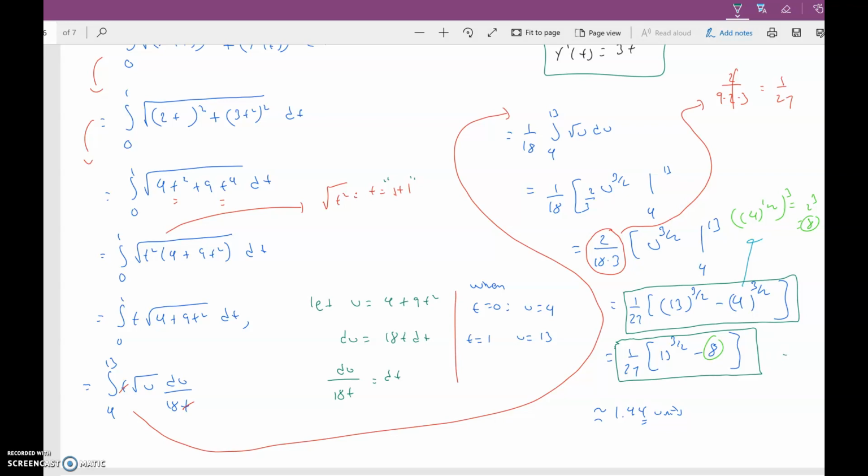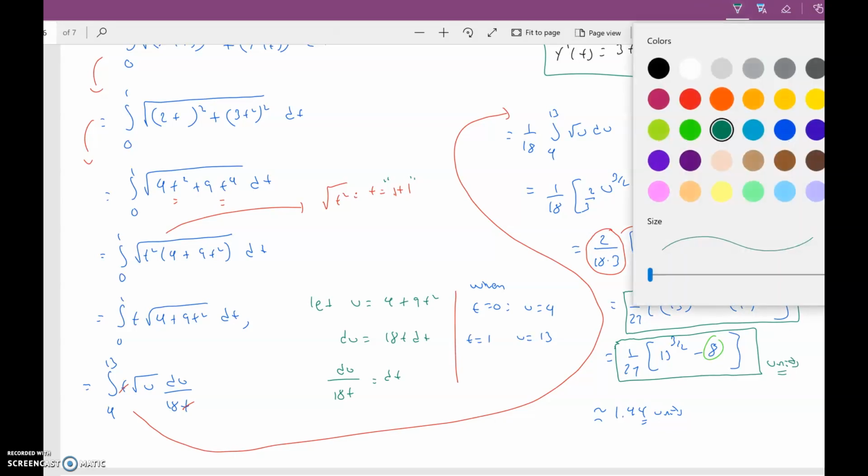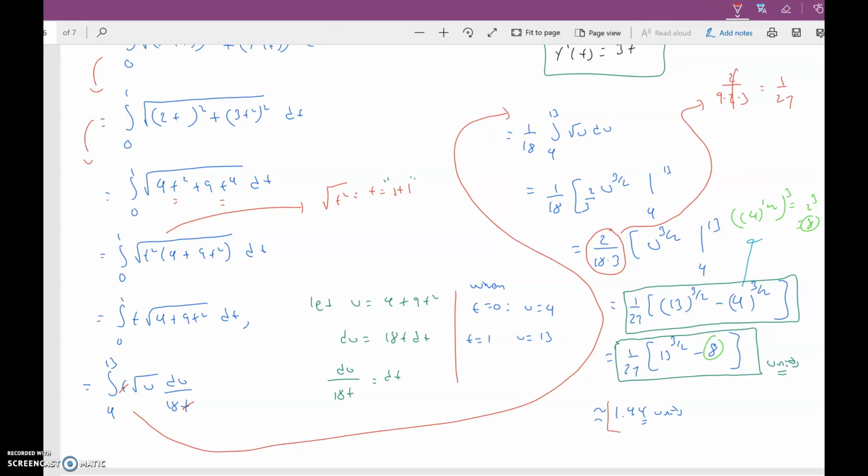Because of the square roots and some of the messy problems, I'll be asking for decimal approximations and exact values. So this one will say units. And that's actually it for this problem. A little bit messy, but not as bad as the previous one.